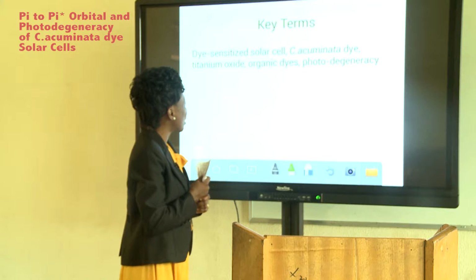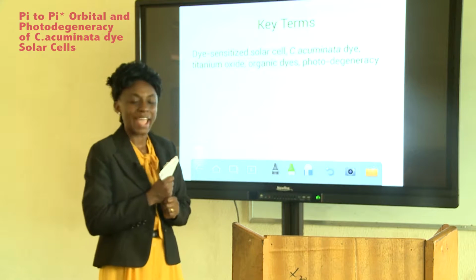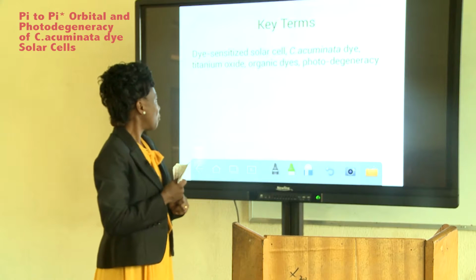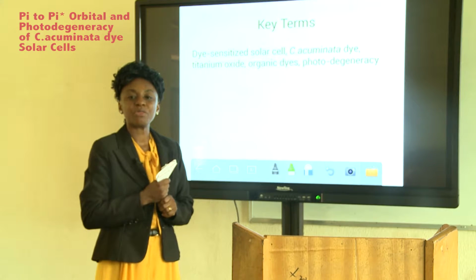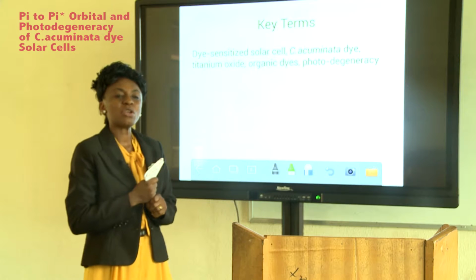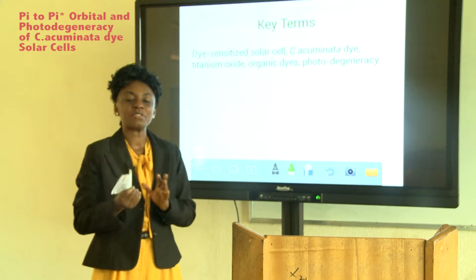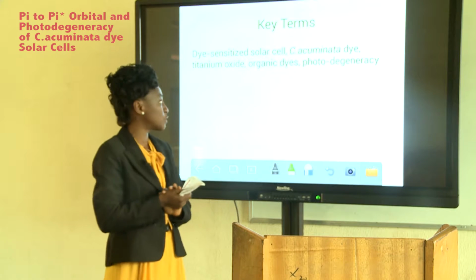So today we're going to be talking about C.acuminata dye. I'm going to be telling you about how the dye is obtained, but obviously we're going to be ending with the photoelectric properties. We're going to also discuss some of the surface morphological characteristics using the scanning electron microscope.